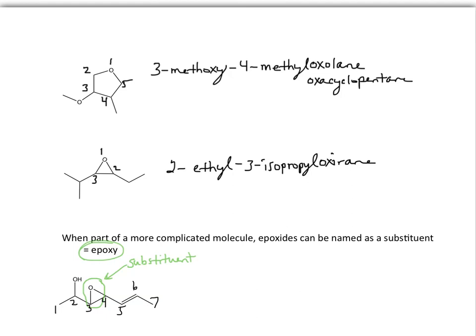All right, the epoxy group is the only substituent, and so what we're going to do is put both the numbers of the carbons that it spans. So it's across 3 and 4, epoxy. Then we're going to do our hept. The double bond's at 5, and it's an E, so 5E-ene, 2-ol.